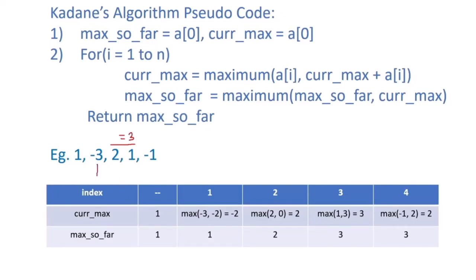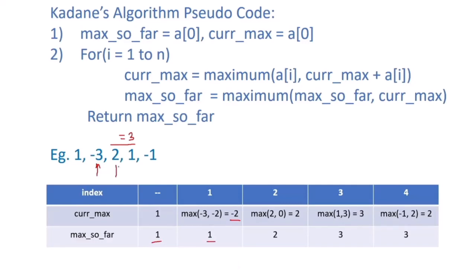Now our for loop is at the element -3. According to our pseudocode, we are considering the maximum between -3 and -3 plus the current max. So -3 plus 1 is -2, and the maximum we are getting is -2. And in the second step, we are comparing max so far and current max, which means we are comparing -2 and 1, and we are getting the maximum 1.